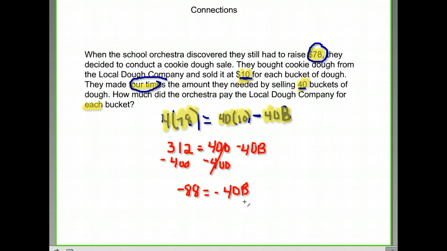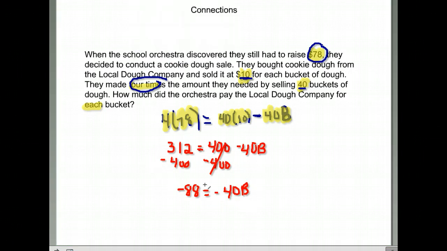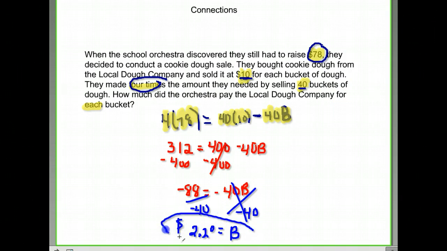We still need to solve for that B. The problem is it's multiplied by a negative 40. So we do the opposite of multiplying by negative 40, and we divide both sides by negative 40. And that gives us our B, or the amount per bucket that they paid the cookie dough company. And I get 2.2. So $2.20 a bucket is what they paid to the cookie dough company, and then turned around and sold them for $10 a bucket.